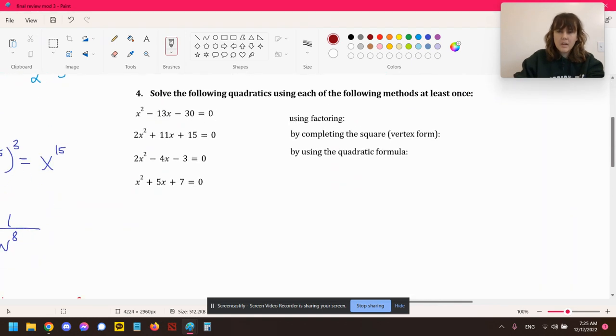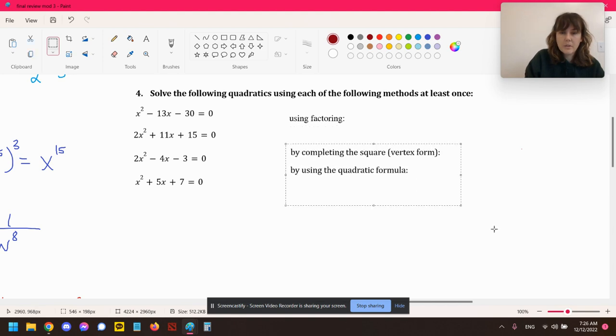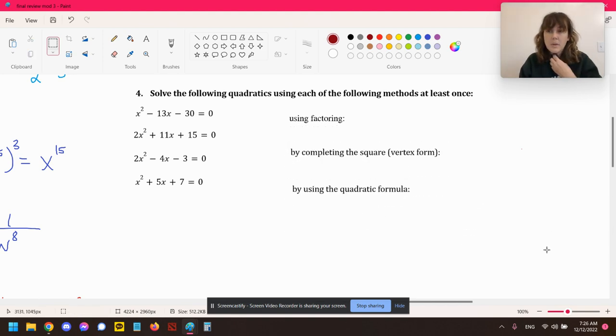Okay. Now we get to what I think is the hardest one, because you have to be the most creative. I want to solve one of these using factoring, one of these by completing the square, one of these by using the quadratic formula, and then we'll do the last one just however you like. I'm going to use the quadratic formula twice. I think it's the easiest one.